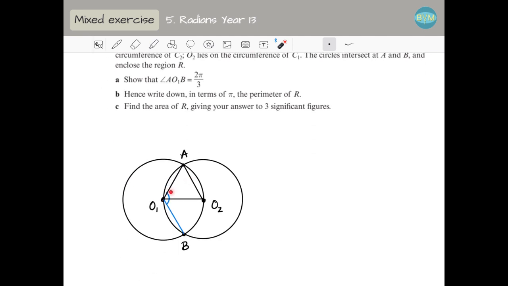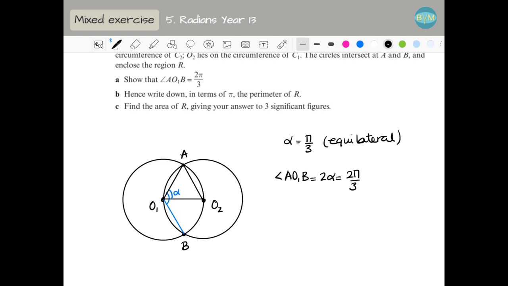That means that angle is going to be 60 degrees. We are working in radians, so it's going to be pi thirds. So alpha is going to be pi thirds because it's an equilateral triangle, which means the angle that we are looking for, AO1B, is going to be 2 alpha, so it's going to be 2 pi thirds. So it's not much working out, it's just realizing about that triangle.